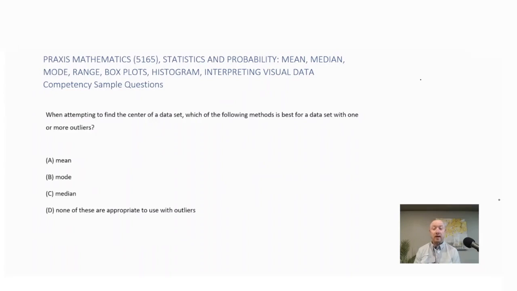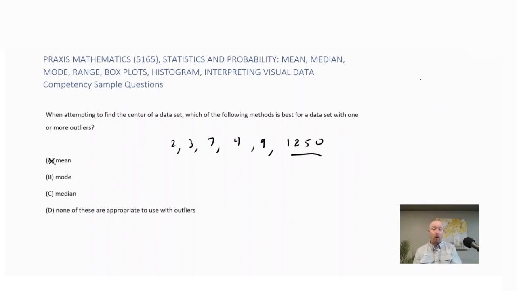When attempting to find the center of a data set, which of the following methods is best for a data set with one or more outliers? All right, so when we have outliers in a data set, let's use an example. Let's say we had the numbers 2, 3, 7, 4, 9, and then we had one number of 1,250. This would be considered an outlier. So what that 1,250 is going to do is skew the mean. So that means the mean is going to be much higher if we looked at this data set and calculated the mean. So I'm going to eliminate that.